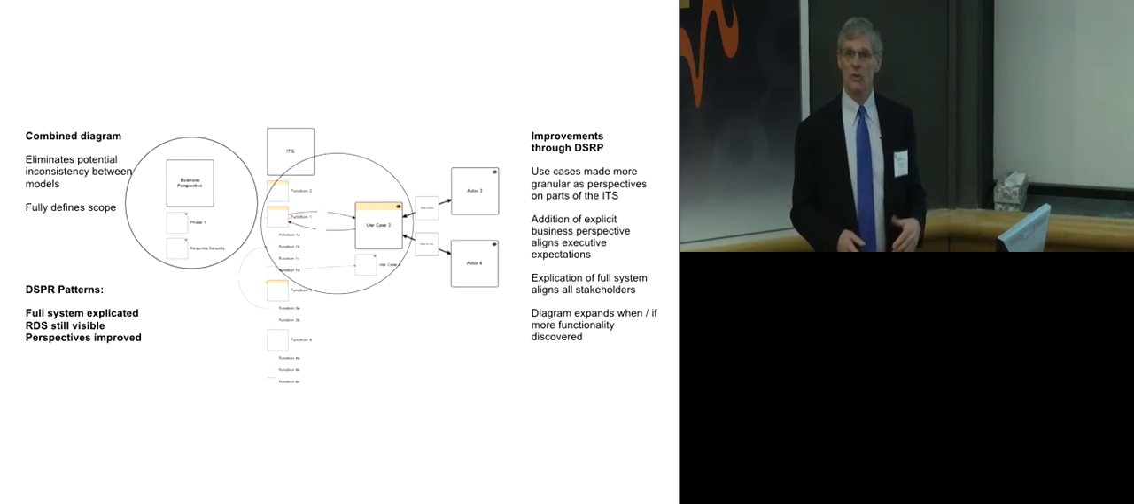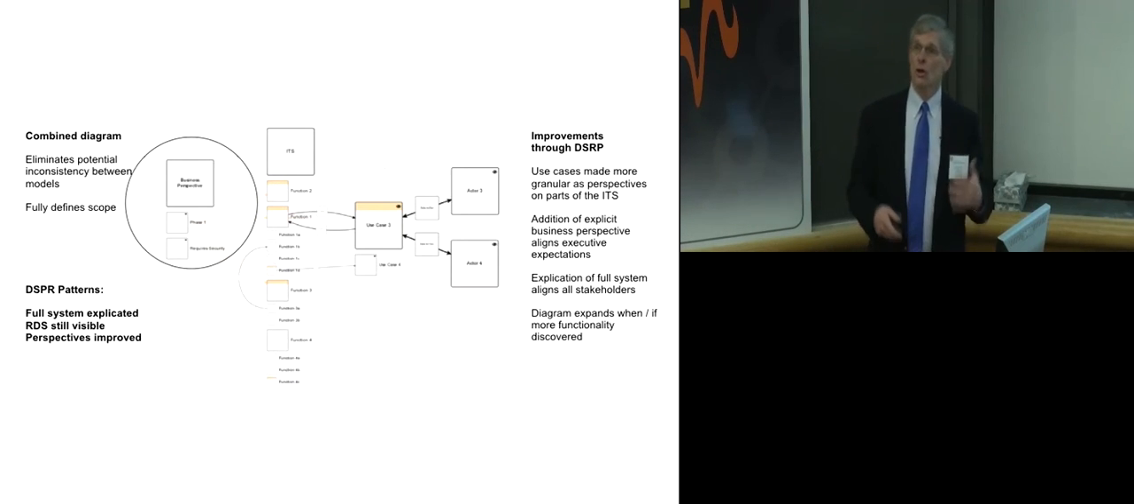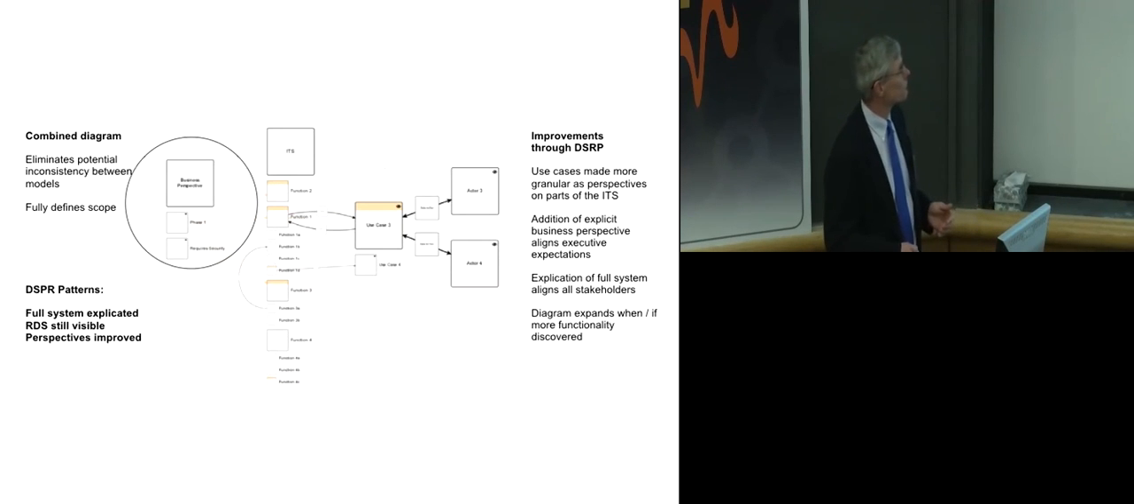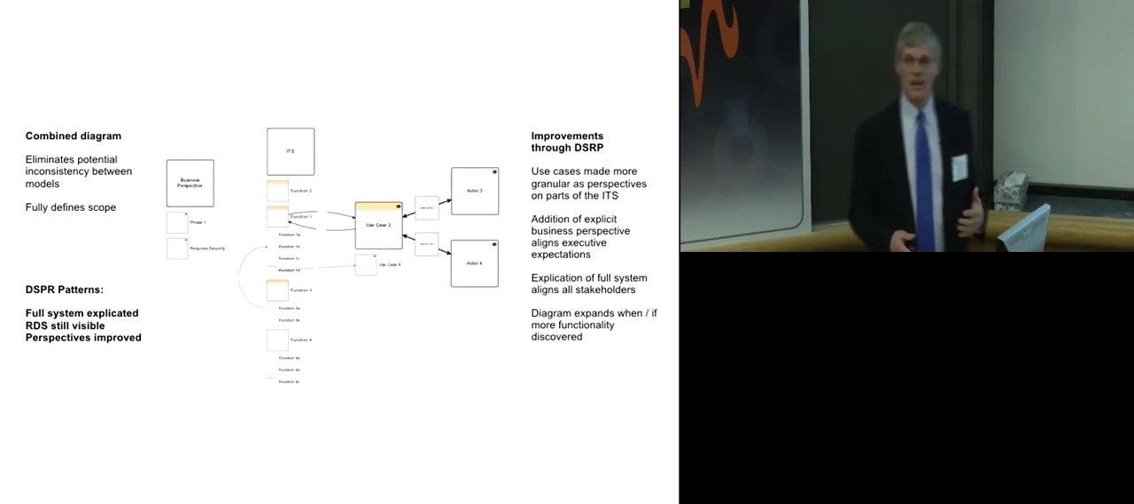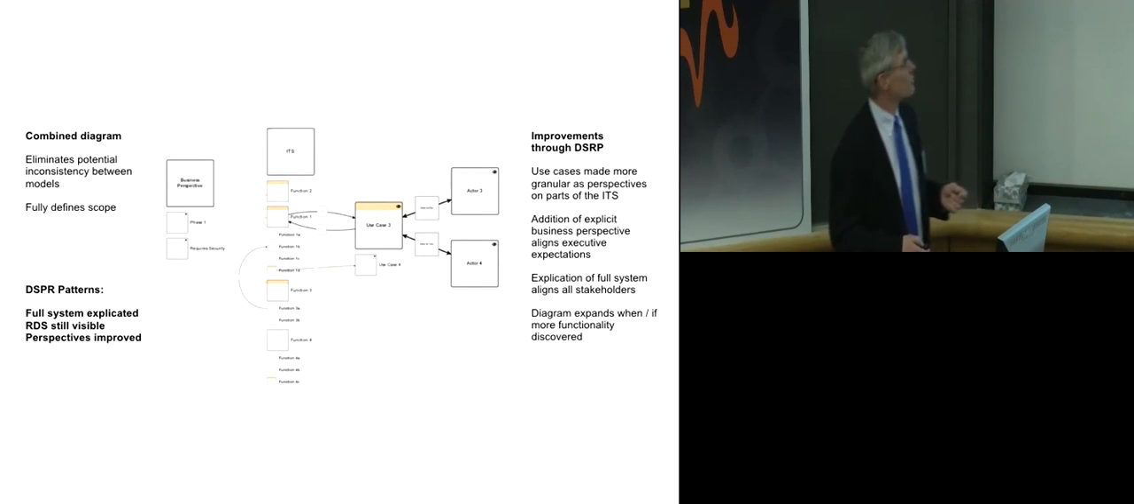We also explicitly add the perspective of the business. This is a critical perspective, and it was implicit up until now. So systems thinking helps us align our mental models and improve our understanding of scope.